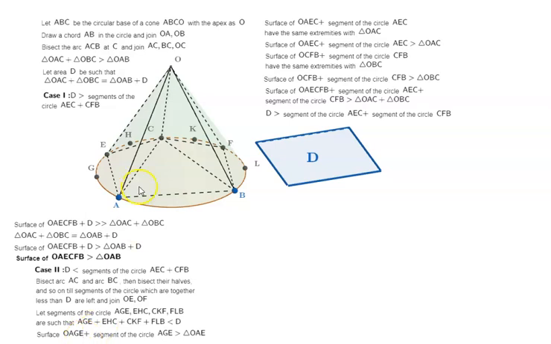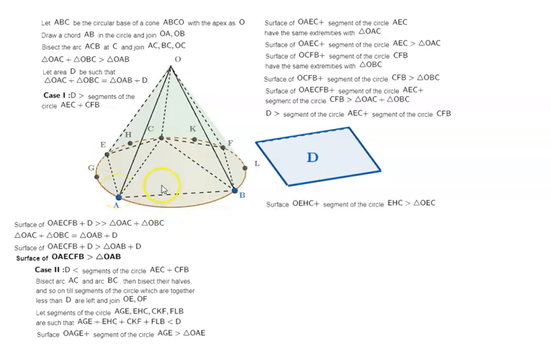Surface OAGE, the section of the cone, its surface area, plus the area of the circular segment AG is greater than OAE, this triangle. Why? Because the extremities are same and the triangle is inside this cone.